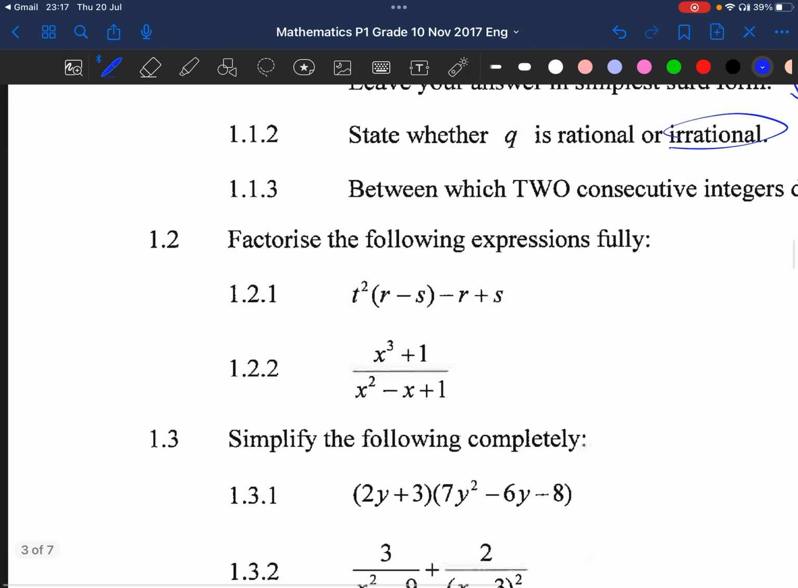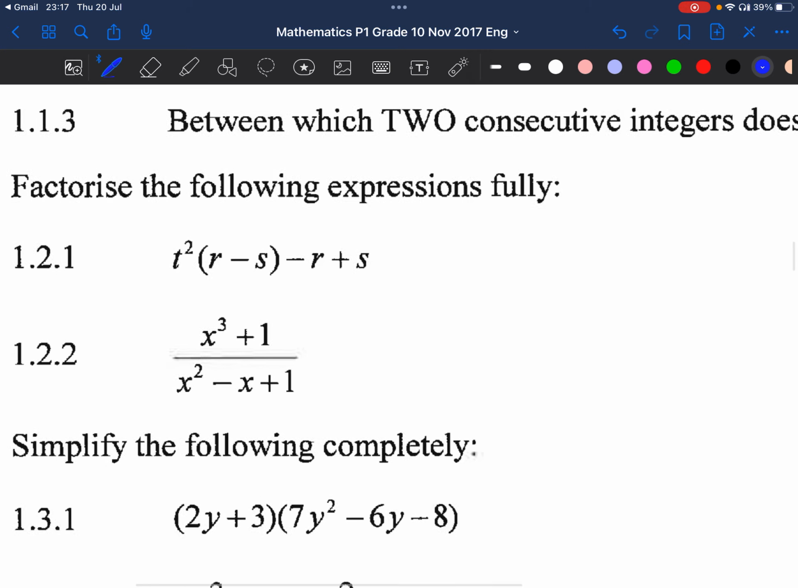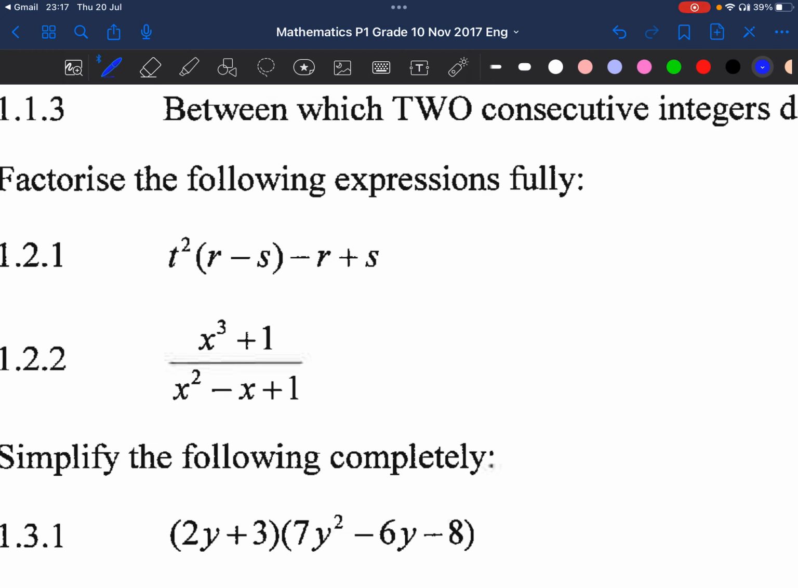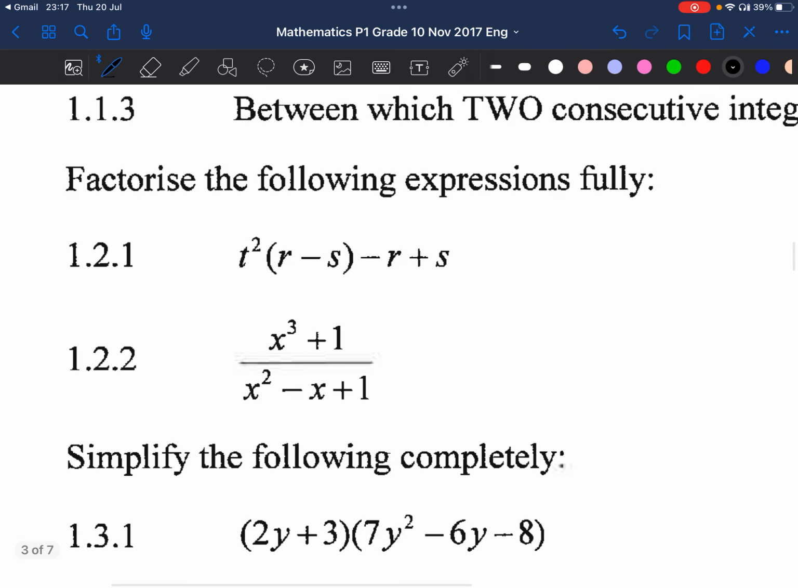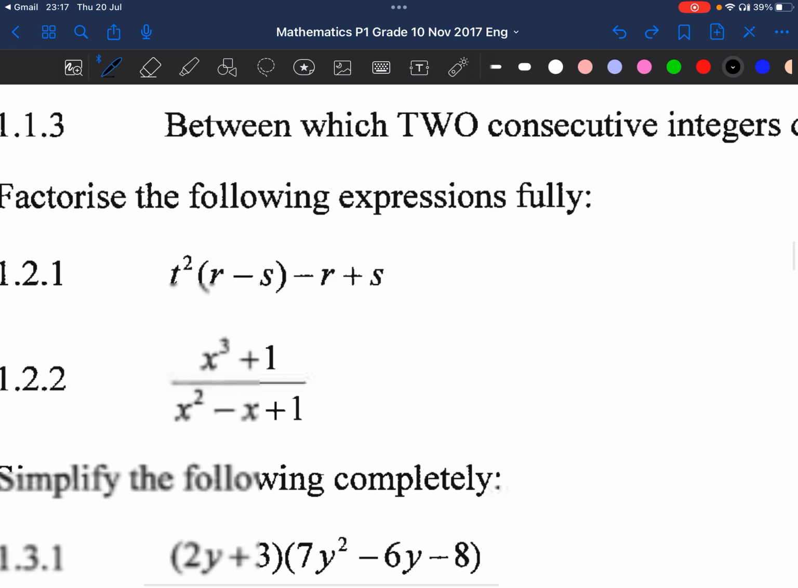The next one, 1.2, factorize the following expressions fully. Okay, so let's see how we're going to do that there. Now, if we look at this here, on the surface it looks like we can't really factorize anything, but that's not true. Let's see how we can change things around to make it factorizable.